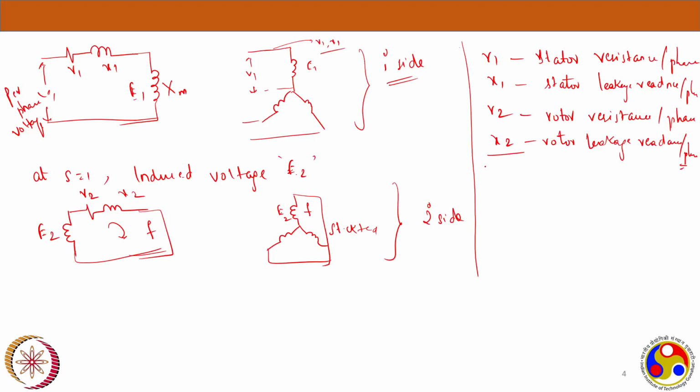The important thing to note here is that this X2 is for when the standstill condition is happening. Only then it is X2, because if it's not standstill there will be some slip existing, right? Reactance usually depends on frequency, right? At S equals 1, since the rotor frequency is equal to supply frequency, that's why X2. But when the motor runs, your rotor frequency FR would change. So this is X2 at standstill condition.